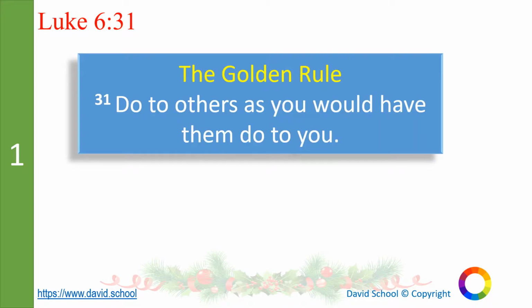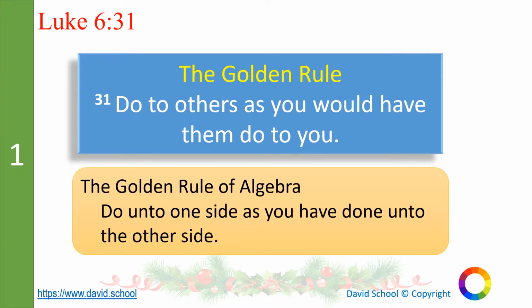Luke chapter 6 verse 31 says, "Do to others as you would have them do to you," which means if you want to be treated with kindness, you need to show kindness to others. If you want to be loved, you show the same love to others. This is very simple, but this is the golden rule. We call it the golden rule in the Bible. There is also a golden rule in algebra. Do unto one side as you have done unto the other side.